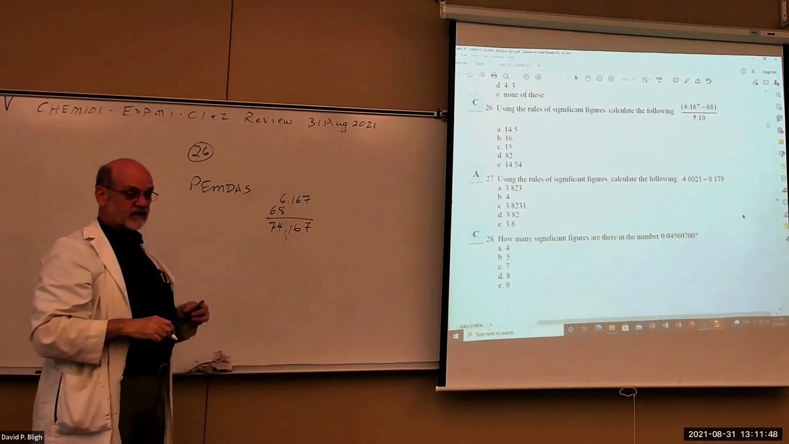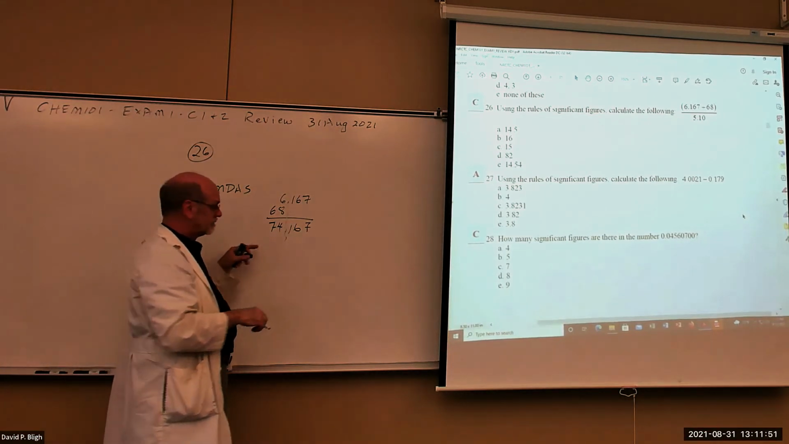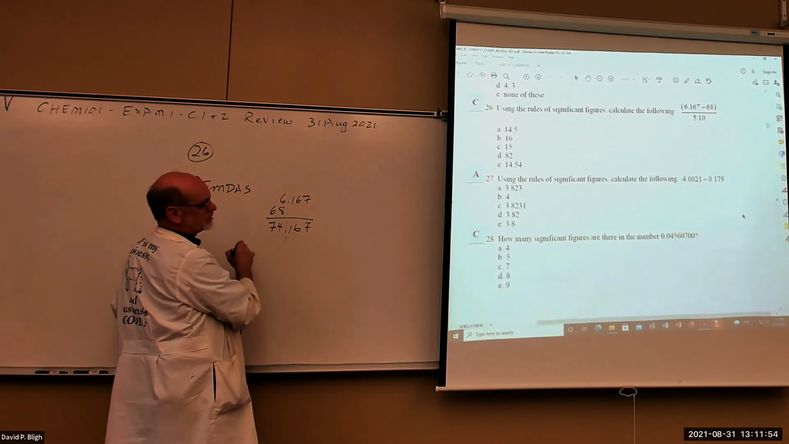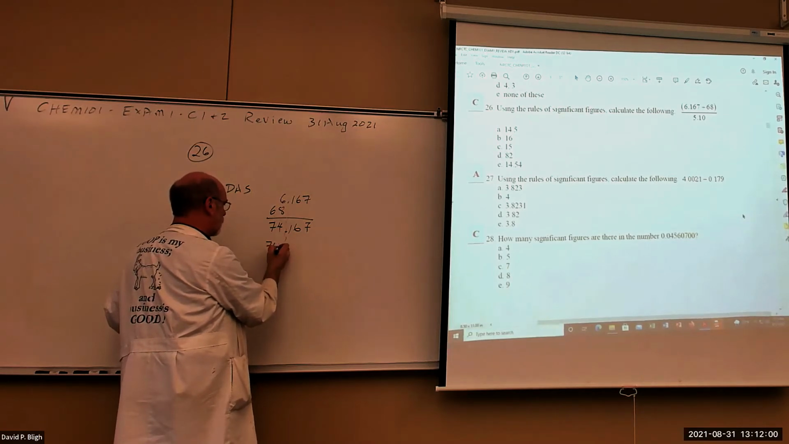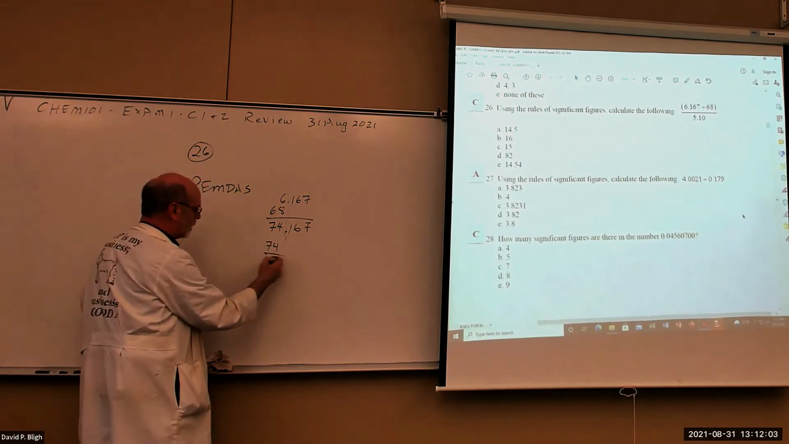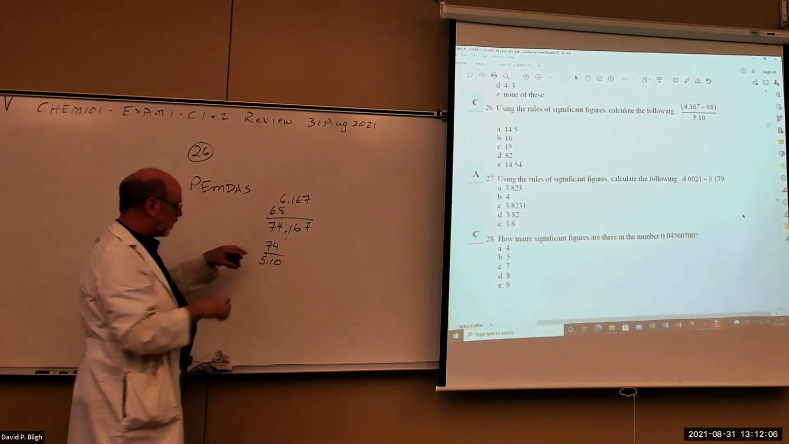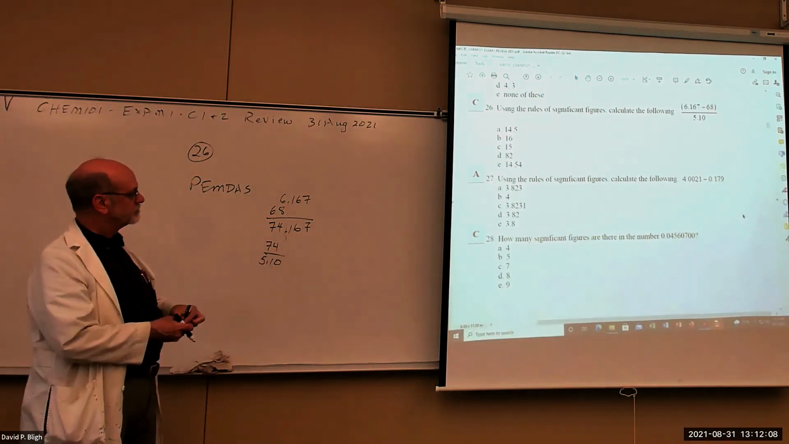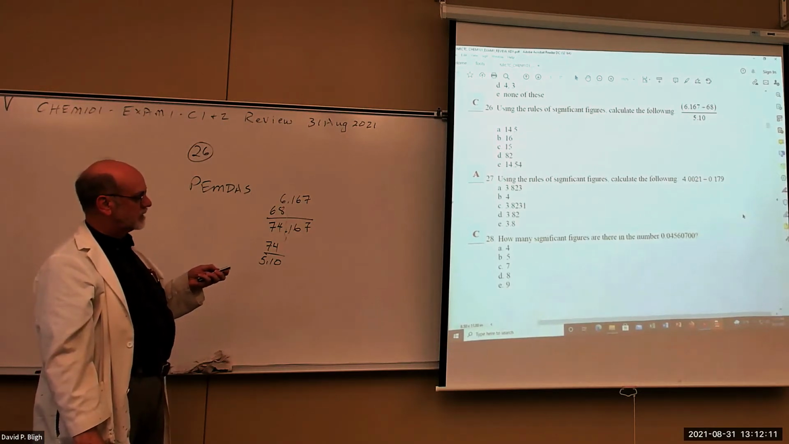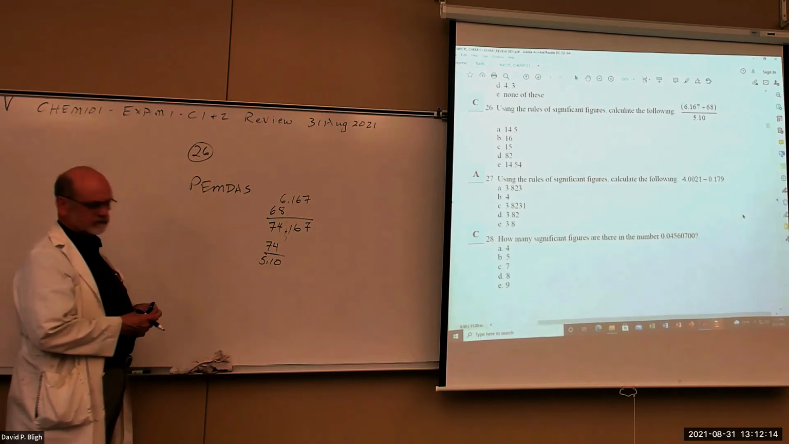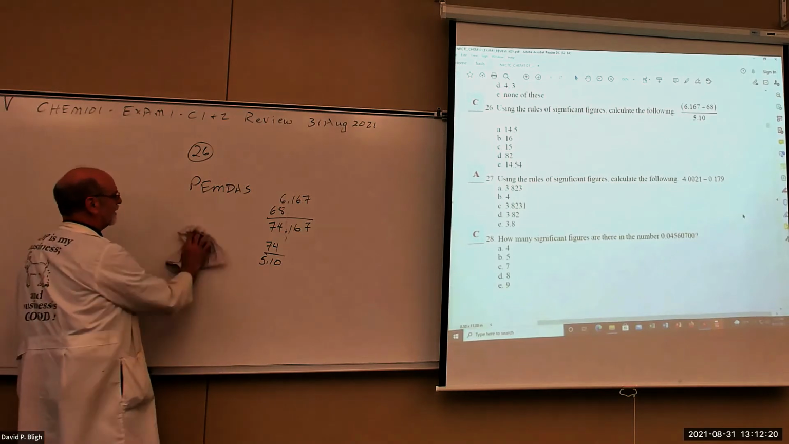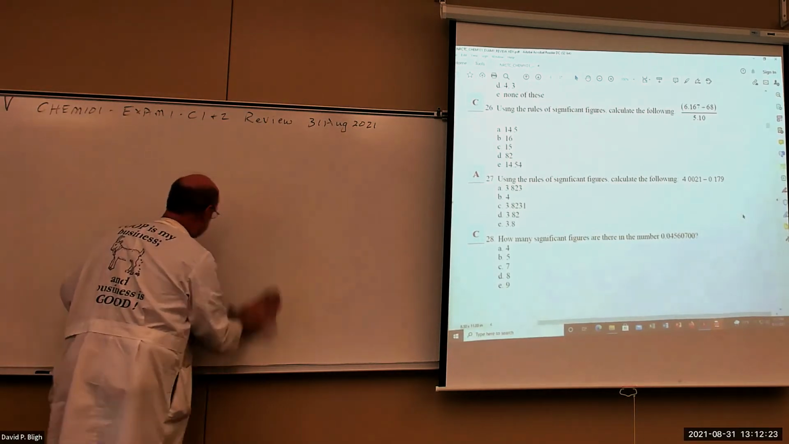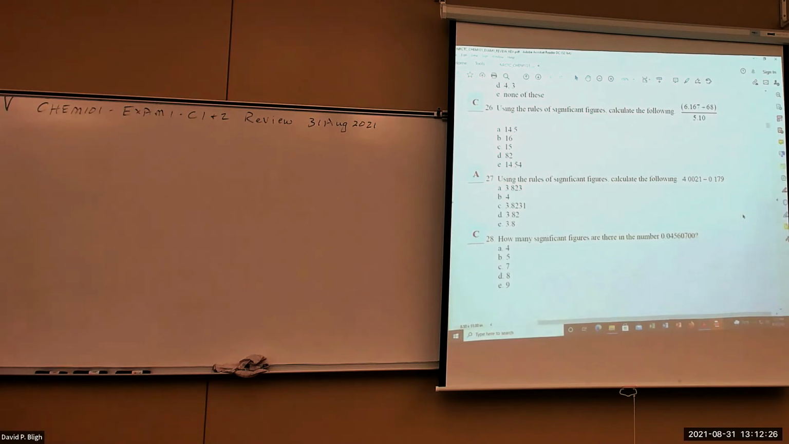And when you're mixed like that, you have no choice. You've got to round this one first. Two significant figures, 74. Now you divide by 5.1. And you can only keep 2 significant figures in the answer, which is C. Probably had to round. All right, 26. 27. There it is.